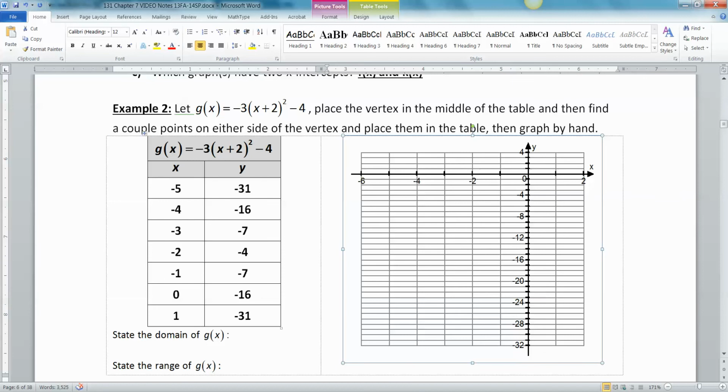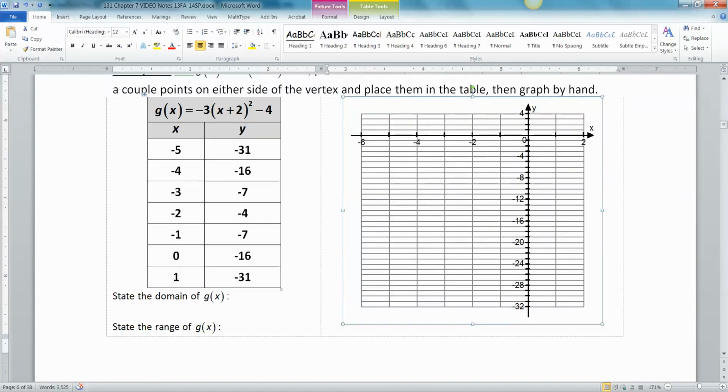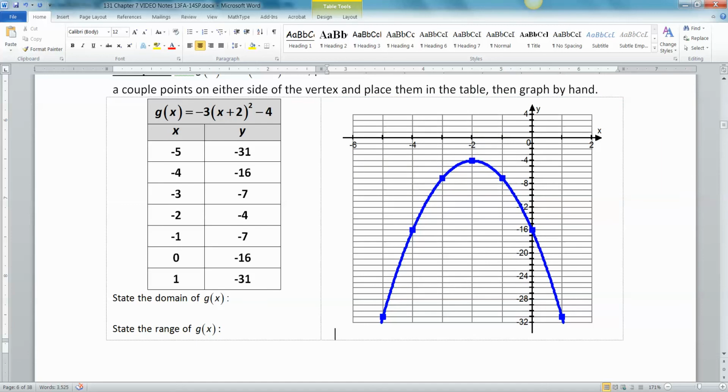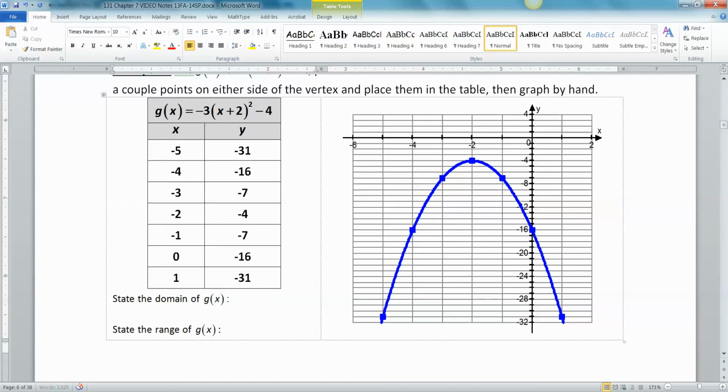All right, now I'm going to use those values to graph this. So I'm going to graph these points on this grid, and then I'm going to connect the dots. And there it is. Beautiful. All right, so now what's the domain of g of x?